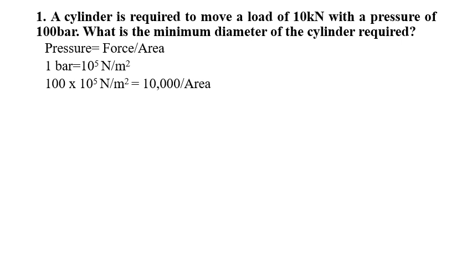Here pressure is 100 into 10 to the power of 5 Newton per meter square, force is 10 kilonewton, 10 into 1000, 10,000, dividing by area. Area is unknown. So simplifying the above equation, you will get area equal to 0.001 meter square.